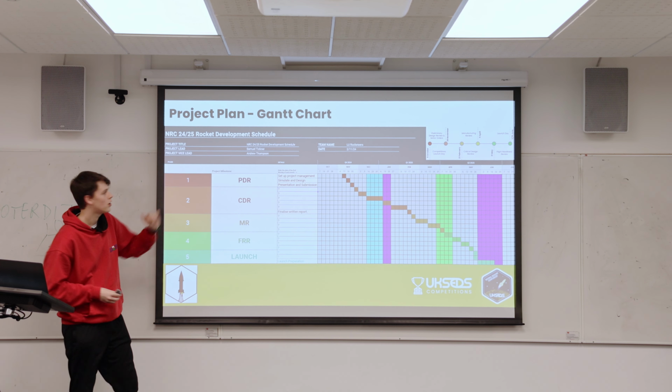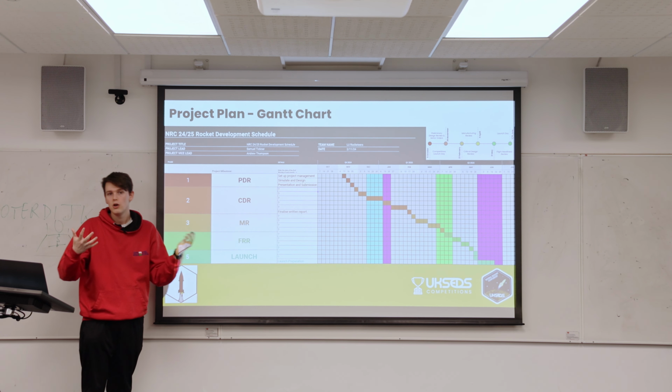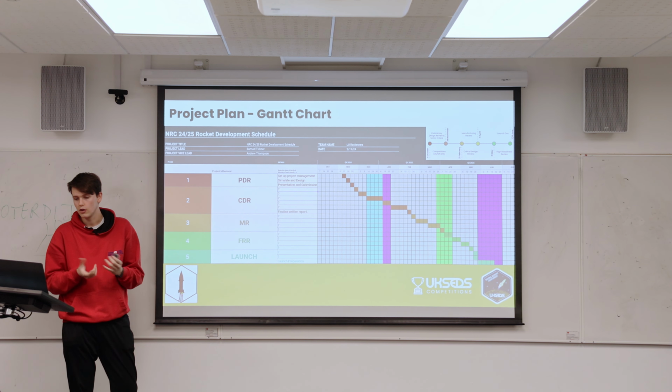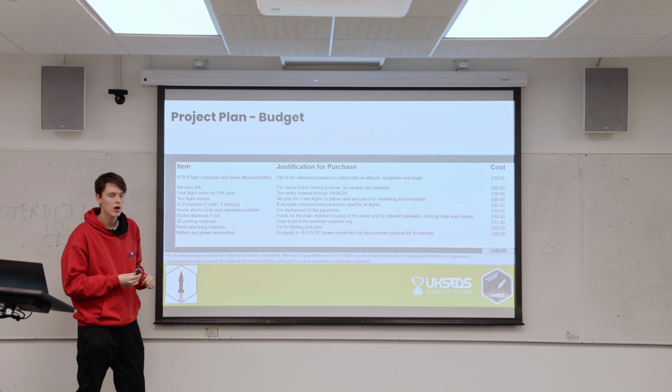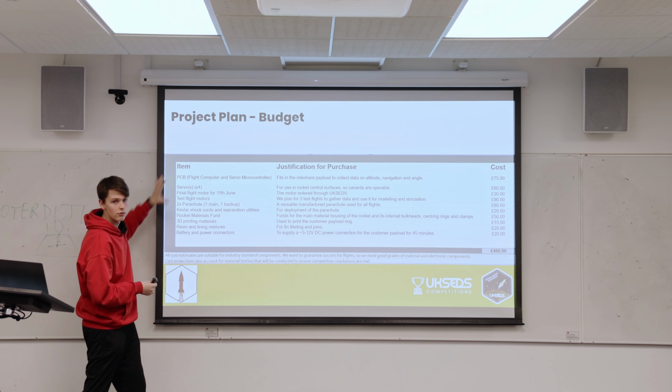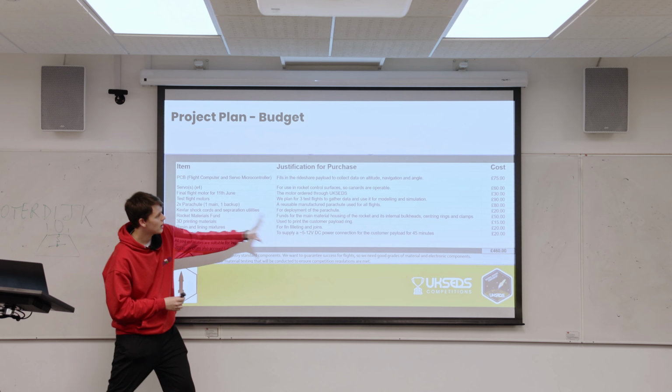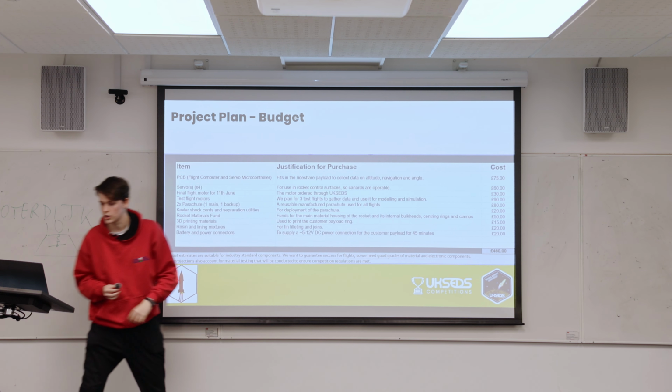Long-term management, so this is our Gantt chart, so this is how we are managing everything in the long term, as I mentioned. So it's split up into our 5 key reviews and deadlines. The important part, money. So these are the main parts of our budget. So PCB, you can read all of this. And we also have the overall cost estimate of £460.